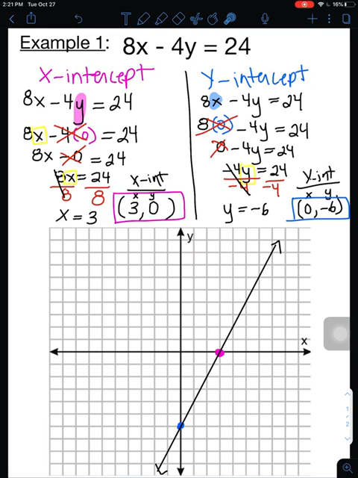So this is pretty much what you are going to do. You plug in a 0 for y when you're finding your x-intercept, solving for x. And then you plug in a 0 for x, solving for y when you're finding your y-intercept. You put them in your graph.